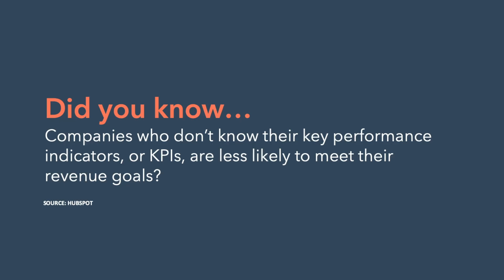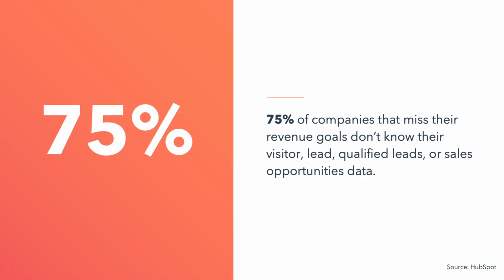Did you know that companies who don't know their key performance indicators, or KPIs, are less likely to meet their revenue goals? In fact, almost 75% of companies that miss their revenue goals don't know their visitor, lead, qualified leads, or sales opportunities data. This can easily be avoided by building out a strategy for measuring and analyzing your content's performance. There are a ton of metrics out there that you can report on to understand your content's performance.